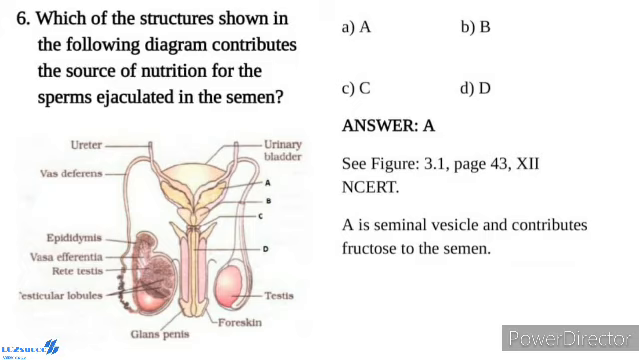So the correct answer is option A. A is the seminal vesicle, and it contributes fructose to the semen.